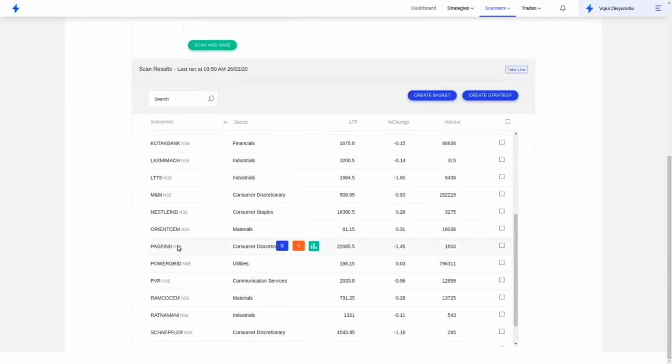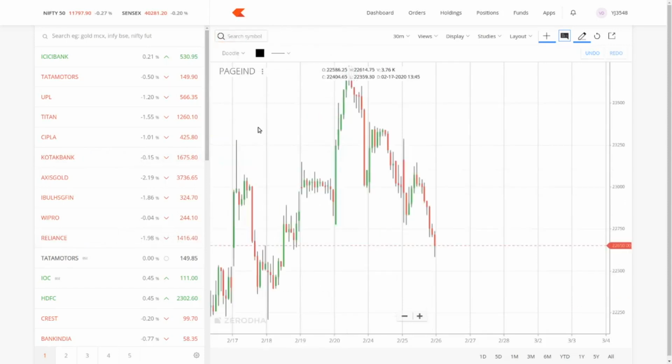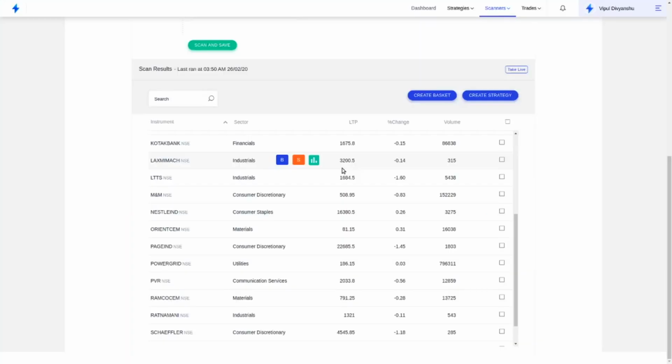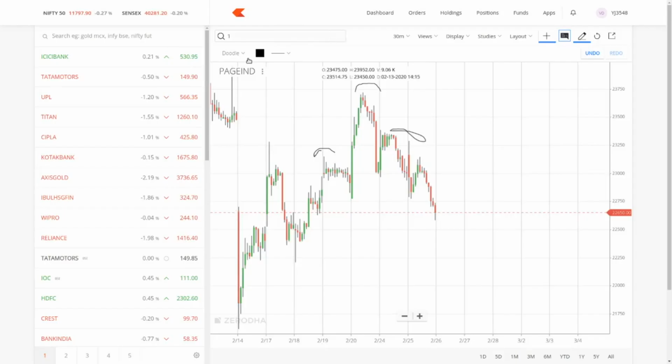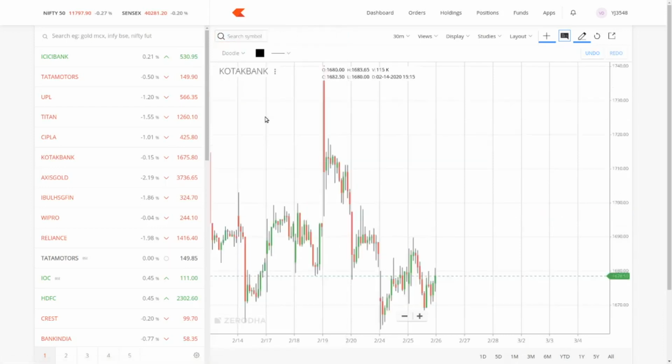So let's look at Page India. This has a much better resemblance of a head and shoulders pattern. You have a head, you have a shoulder here, and you have a shoulder here. This is a very good indication of a head and shoulders pattern. It's much closer. We can look at one more stock, let's say Kotak Bank. Why not?